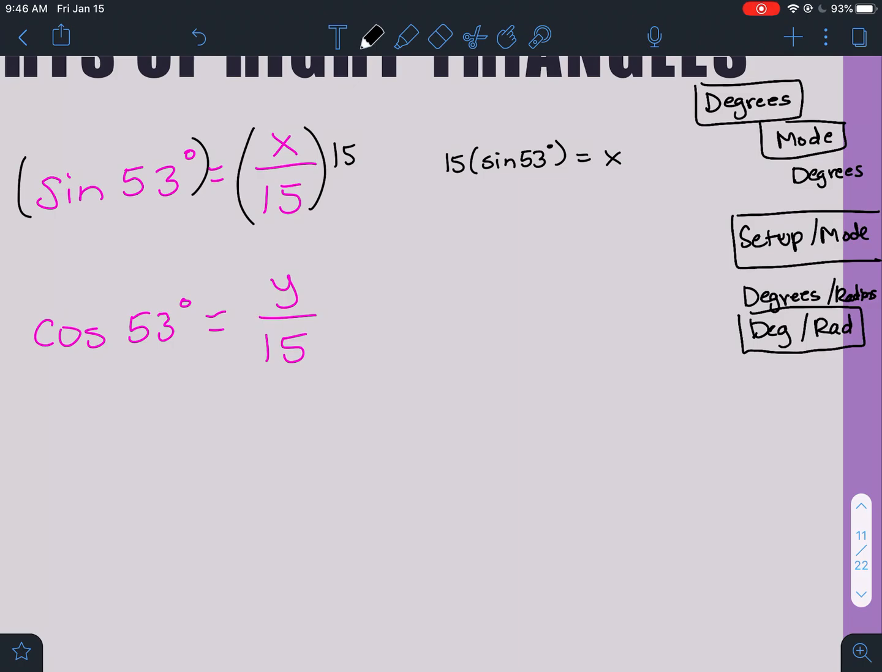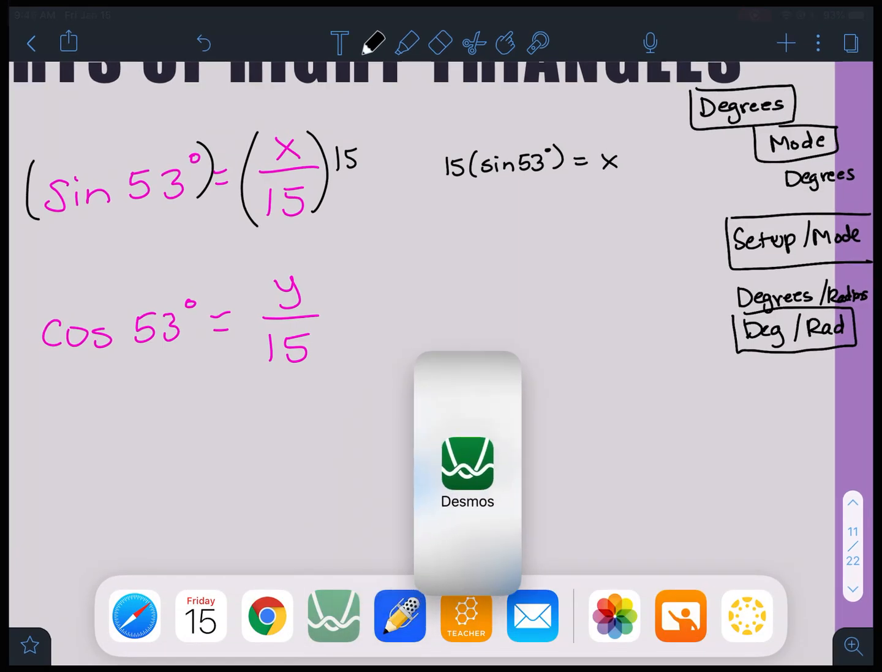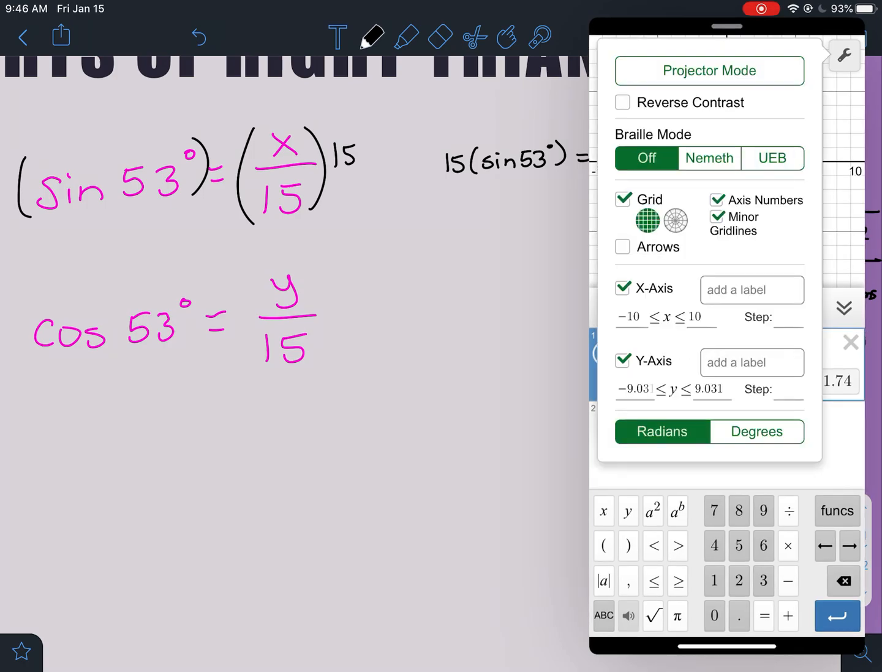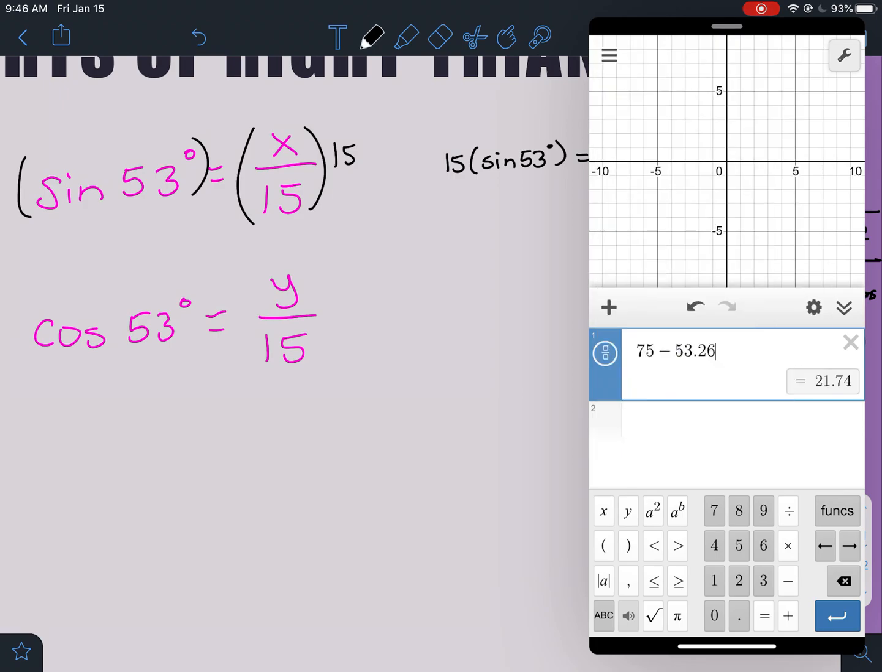So you want to make sure degrees is selected. On Desmos, if we wanted to do this on Desmos, you just hit that little wrench button up in the corner, and then at the very bottom it says degrees and radians. Select degrees. So you want to make sure degrees is the one that is filled in green. Notice radians is... now degrees is filled in. So you just hit that little wrench up in the corner.